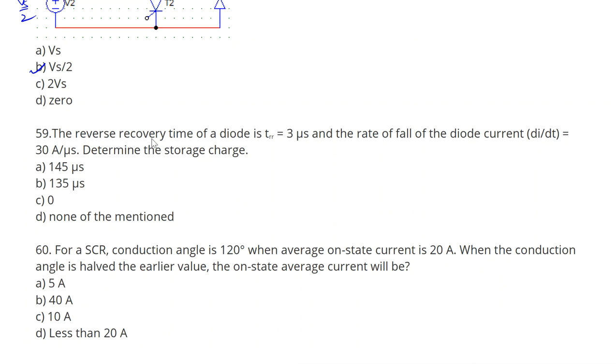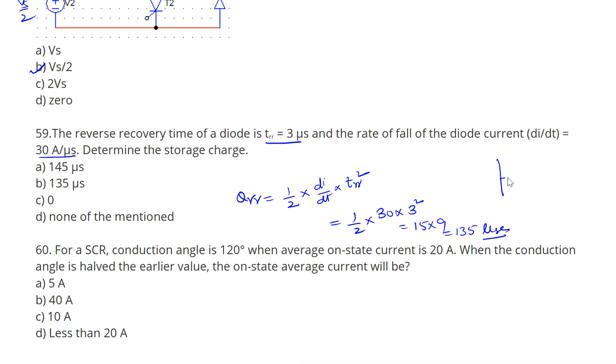The reverse recovery time of a diode TRR is equal to 3 microseconds, and the rate of fall of diode current dI by dt is 30 amperes per microsecond. Now determine the storage charge. The storage charge Q, or we can also say reverse recovery charge QRR, is equal to half into dI by dt into TRR square. Using this formula, half into dI by dt is 30, into TRR square means 3 square, all in microseconds only. So 15 into 9 is going to be 135 microcoulombs.